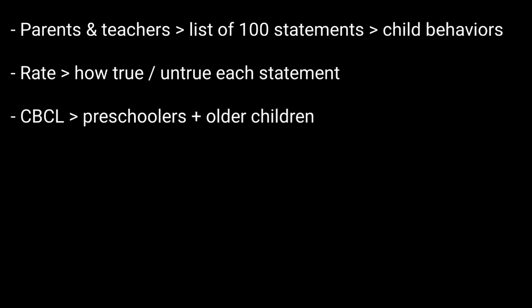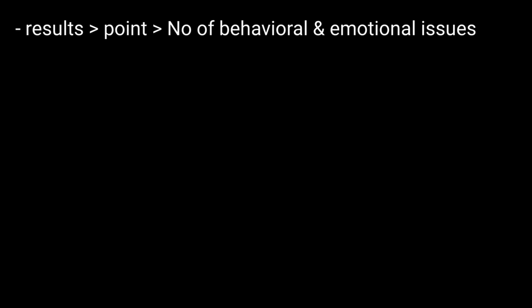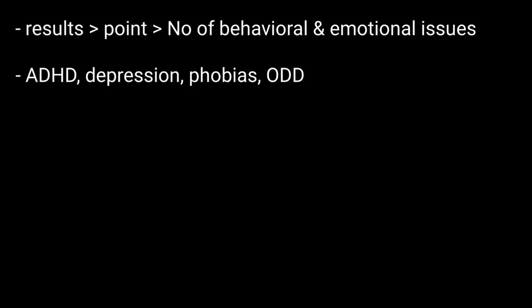Now, there is a child behavior checklist for preschoolers as well as for older children. What does this score mean? Test results can point to a number of behavioral and emotional issues. These include ADHD, depression, phobias, and oppositional defiant disorder.